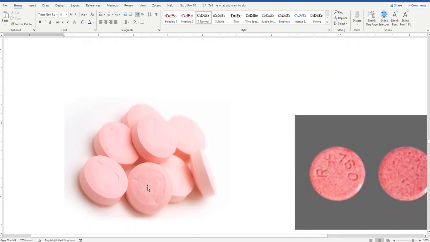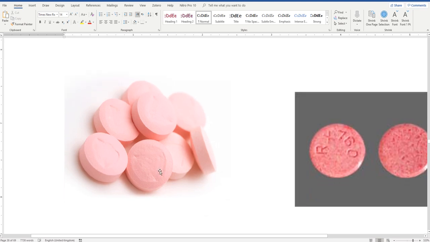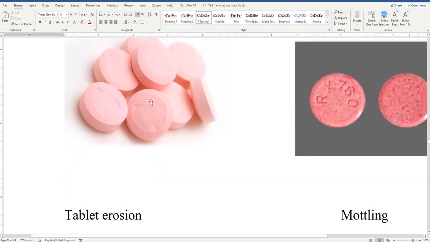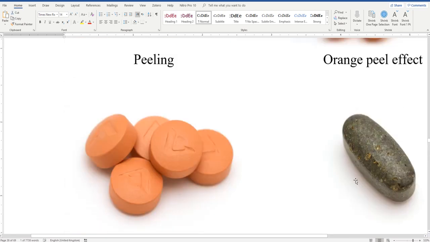What you see here is tablet erosion. Because you are using an aqueous solution of the polymer, what you have here is erosion of the tablet, meaning the tablet core is getting eroded, getting dissolved. What you have here, you have also different shades of color, light and dark. What do we call this? Mottling, as we already discussed before.